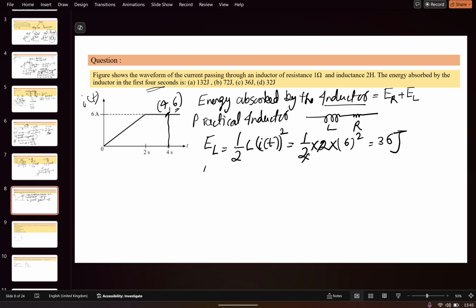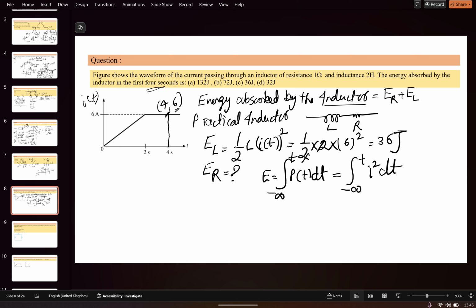What about the E_R? There is no direct way to find this here. If you see, energy is equal to the integral of P(t) dt, from minus infinity to t. So what about the P? P is equal to I square R. R is given as 1 ohm, so it will become I square(t).